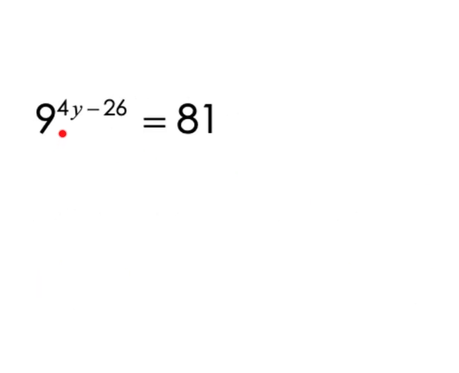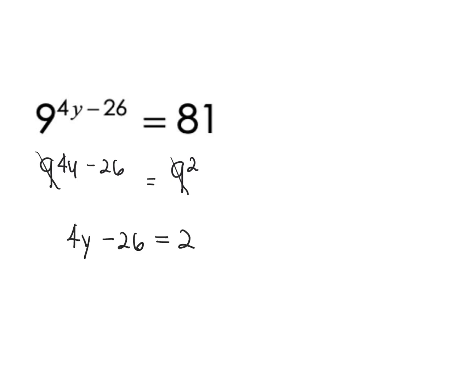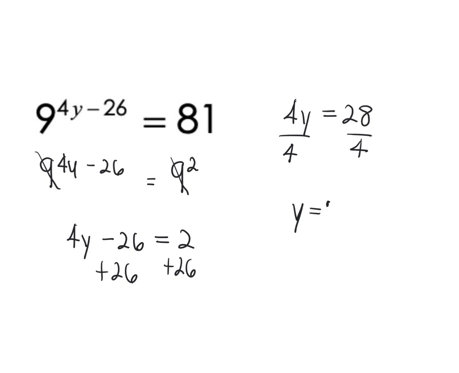Here we have 9 to the 4y minus 26 equals 81. So 81 is the same as 9 to the second power. Now we can cancel out the 9s and we're left with 4y minus 26 equals 2. We get 4y equals 28. Divide both sides by 4. We get y equals 7.